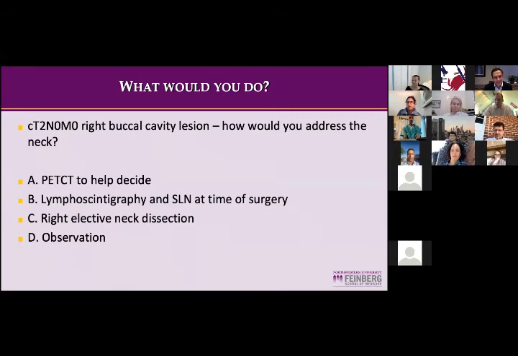Great. Yeah, I totally agree with that. I think in Europe they would still do a sentinel lymph node biopsy. But I agree. In the US, everybody's going to do that because they're going to need a free flap for the buccal reconstruction.